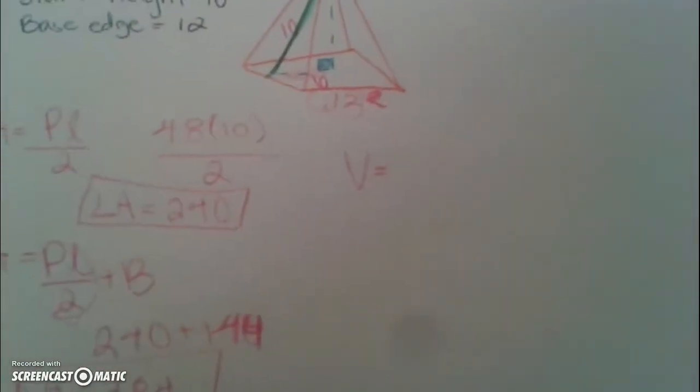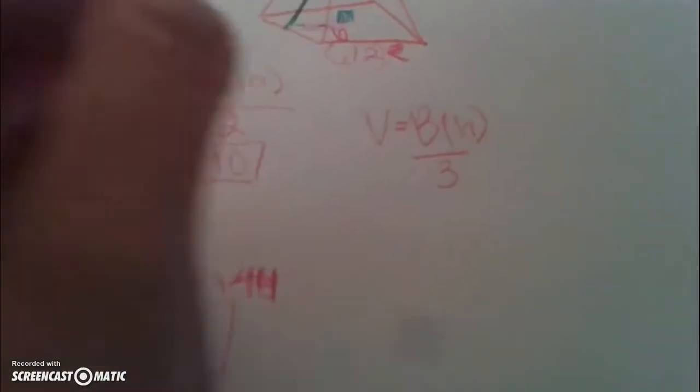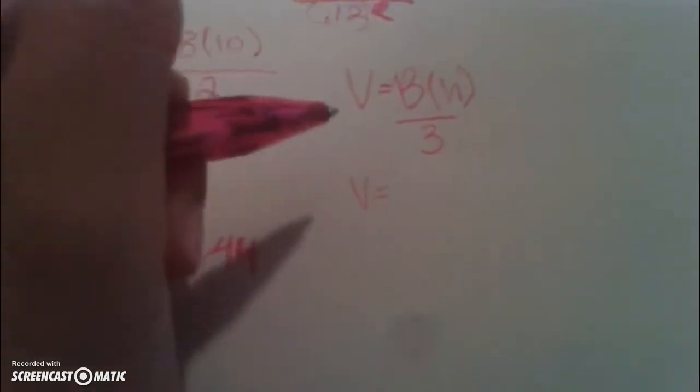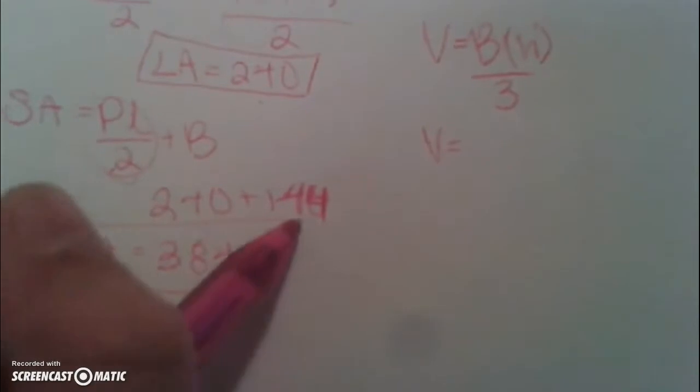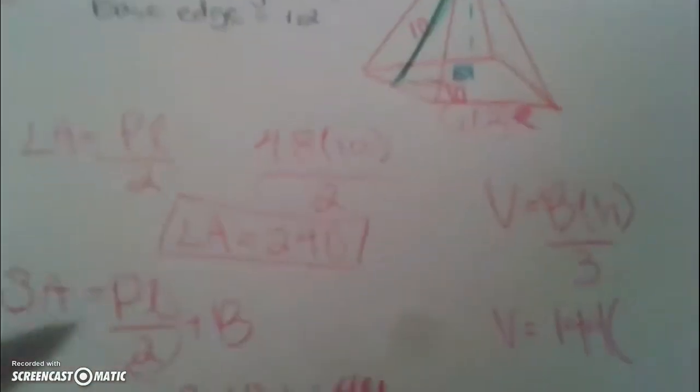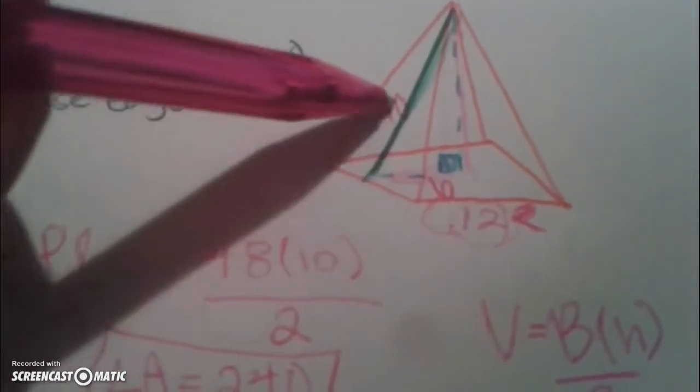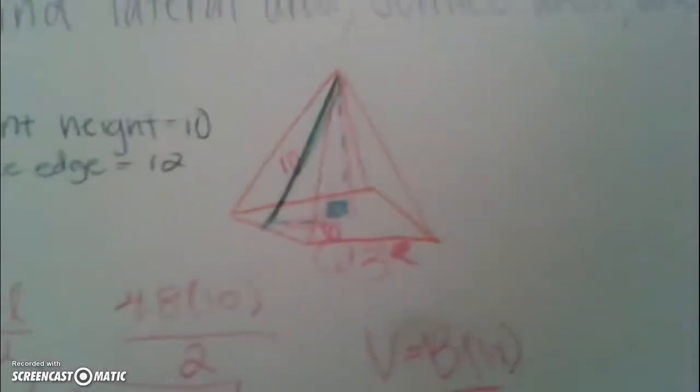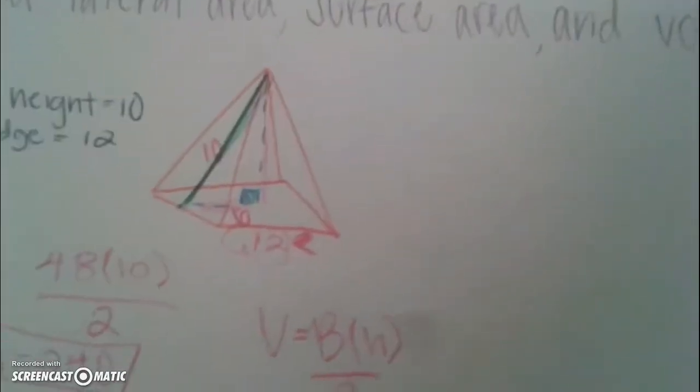Next, for volume. Volume is area of the base times height, divide by 3. So we plug in the area of the base, which we found here, times the height, which we need to find, because this is the height right here. We can just use the Pythagorean theorem to find that answer.